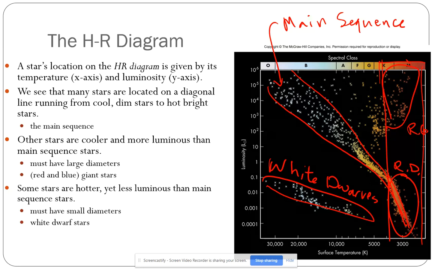I said you're going to have this memorized for the next quiz, which is probably going to be on Monday. So you need to know luminosity. Low luminosity is the bottom, high luminosity is the top. Temperature, low temperature is the right, high temperature is the left. And then I showed that the white dwarfs were down there in the bottom left corner. The main sequence was this region here that I haven't described what makes it the main sequence. And then we had the giants out here.